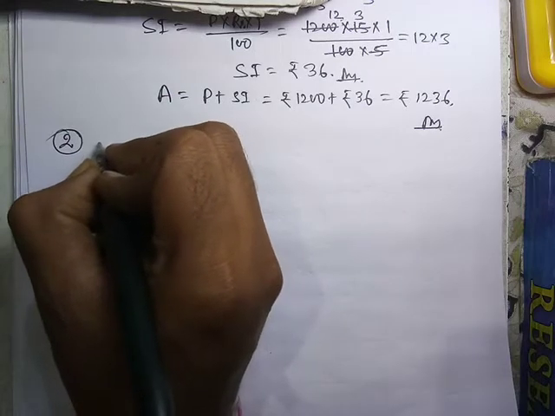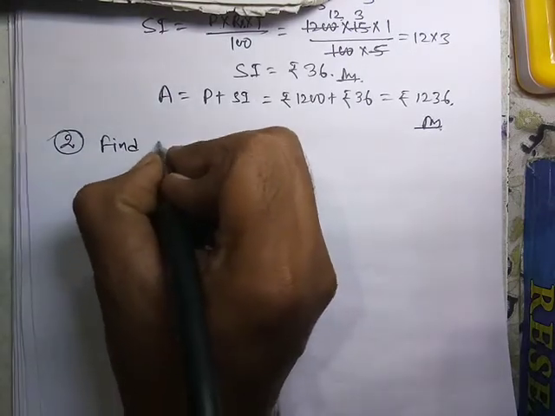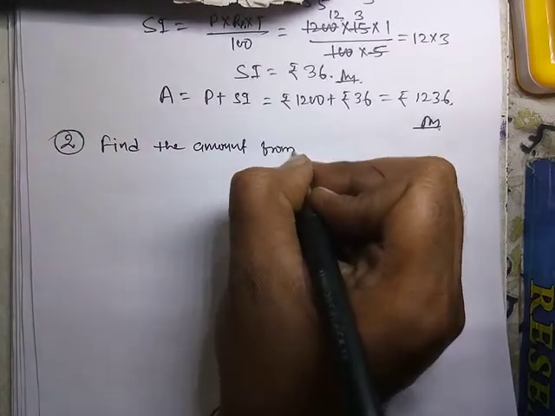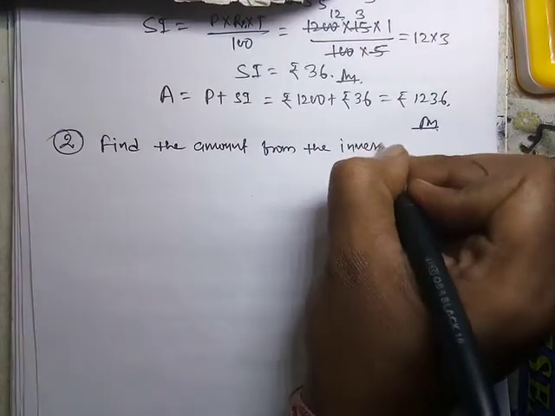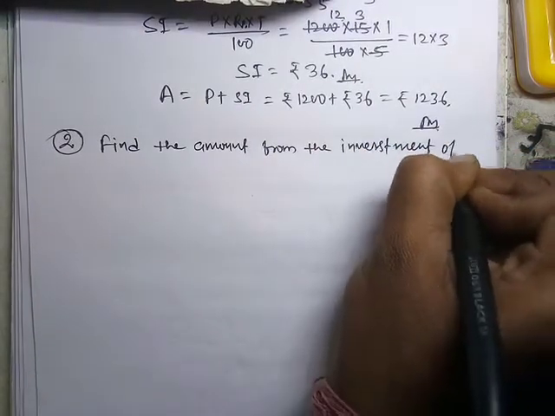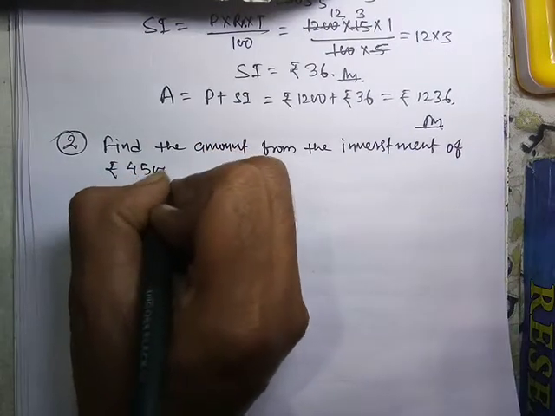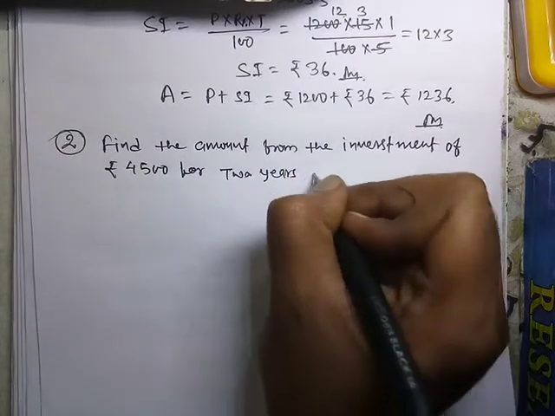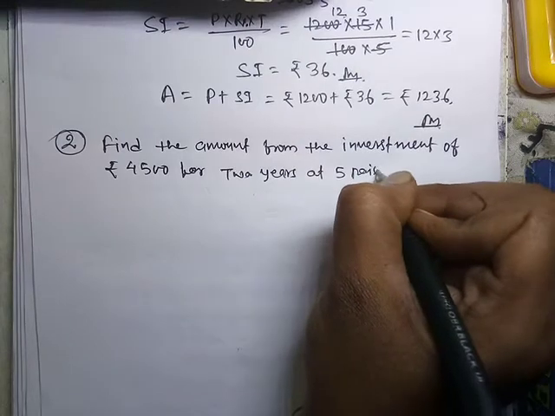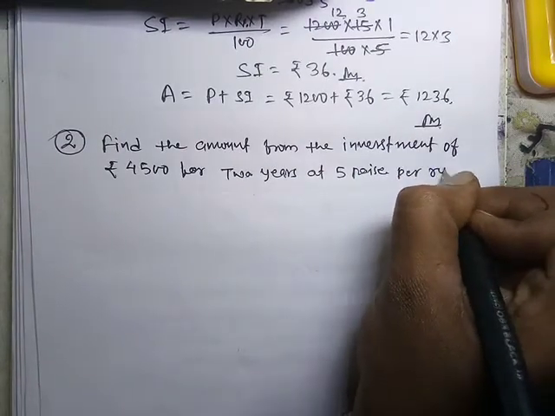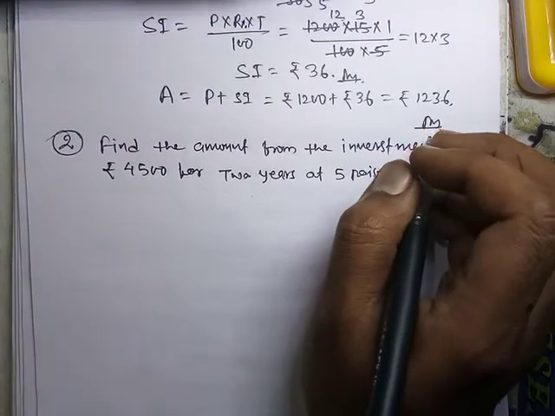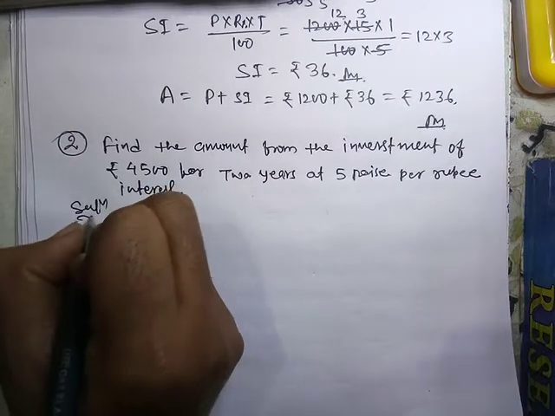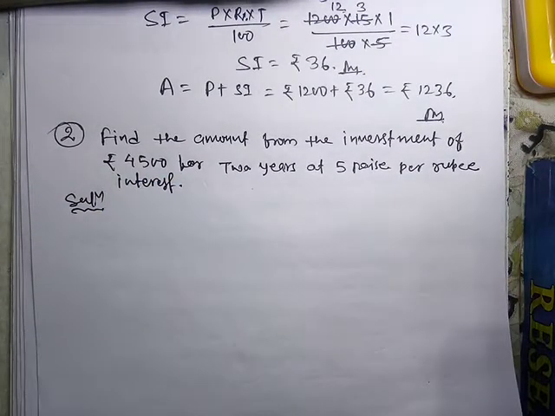In question number 2, the question is: find the amount from the investment of rupees 4500 for 2 years at 5 paise per rupee interest. Solution: you have to find the amount.